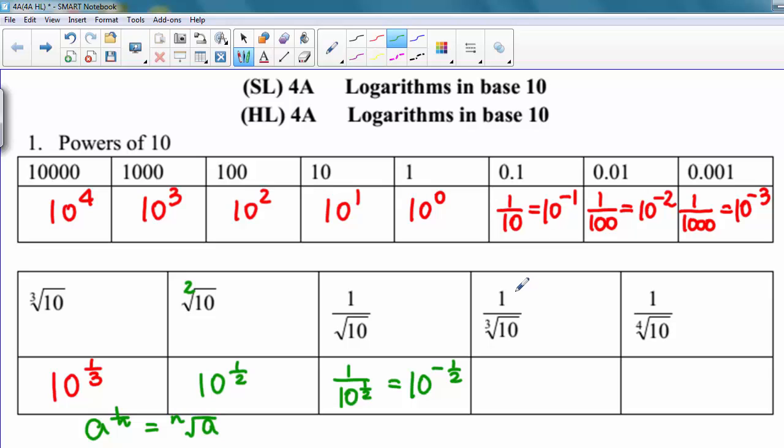And this one, 1 over the cube root of 10, is 10 to the power of -1/3. So similarly, this one is 10 to the power of -1/4. I hope that you guys can ask yourself if you still have troubles in converting all those values into the power of 10.